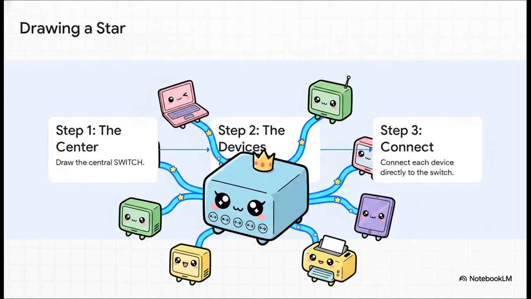You ready? Okay, step one, just draw a box right in the middle. That's our hero, the central switch. Got it? Cool. Now step two, just doodle your devices around it, maybe a computer, a laptop, a printer, whatever you want. And for the final step, just draw a line connecting each of those devices straight to that switch in the center. And that's it, you just drew a star network.